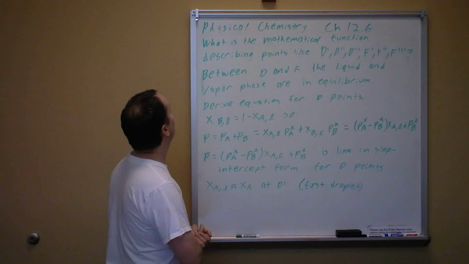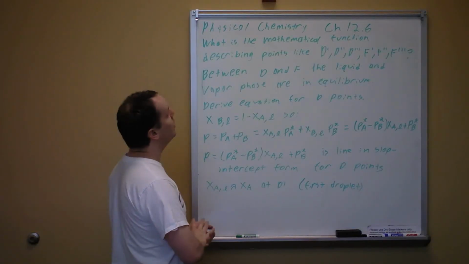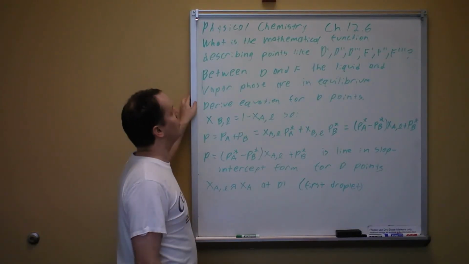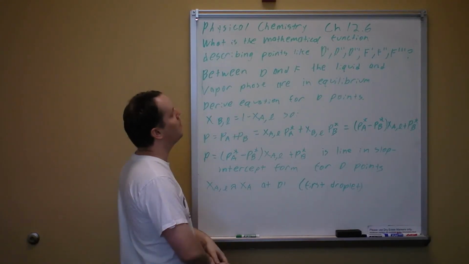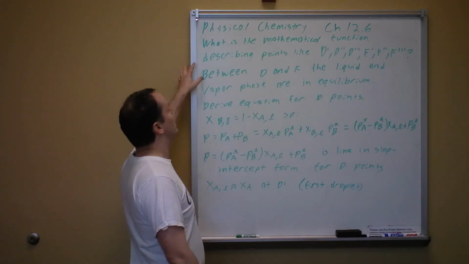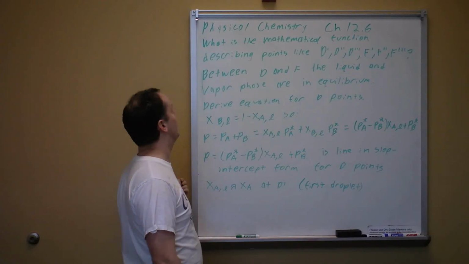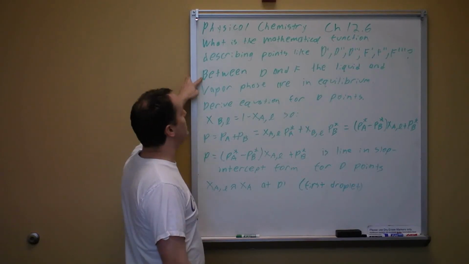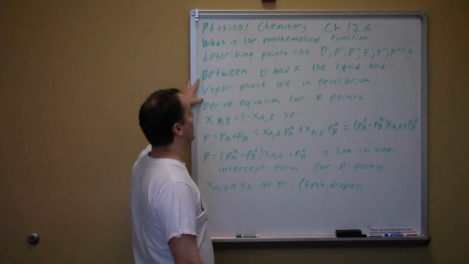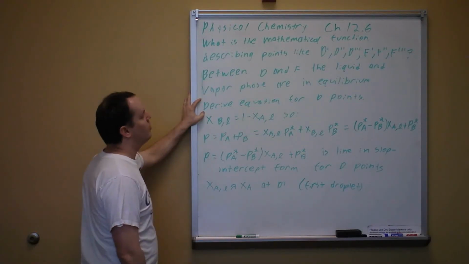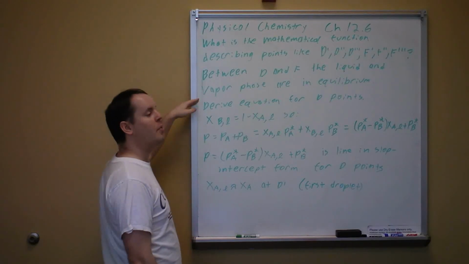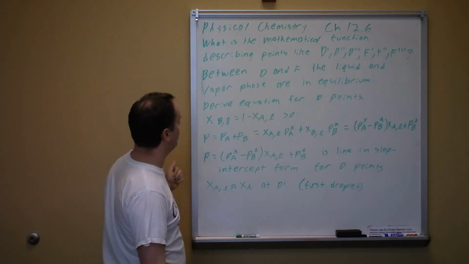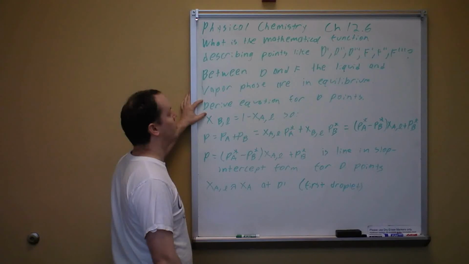Okay, continuing what we were talking about before. So we want to know what is the mathematical function describing points like D prime, D double prime, D triple prime, F double prime, F triple prime. In other words, where we have both liquid and vapor phase. Well, between D and F, we have the liquid and vapor phase. They're in equilibrium. So we want to derive an equation for the D points. Remember, this is at the top where there's just a little bit of gas forming.